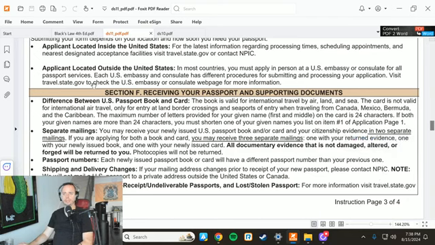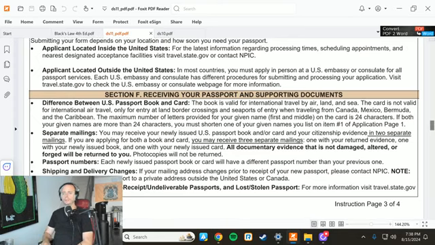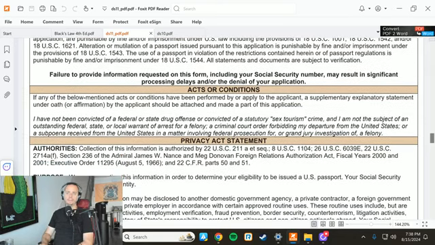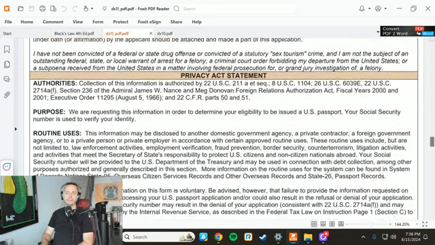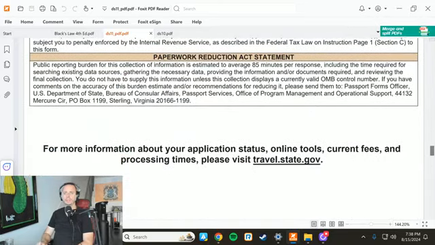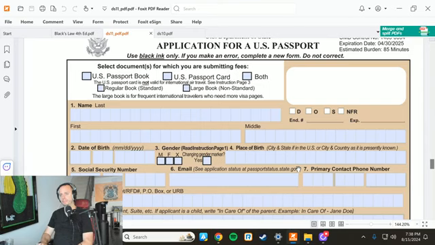It goes over the difference between a card and a book, where you can go with the card versus where you can go with the book. You should read all this. I didn't read all this before when I did mine, which is a big mistake. Just read all this. You're already a thousand points ahead of everybody else if you just read all that.